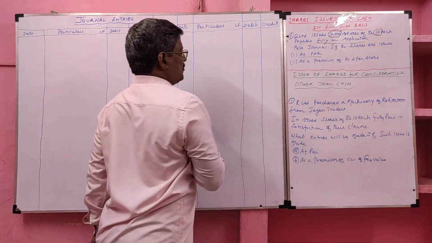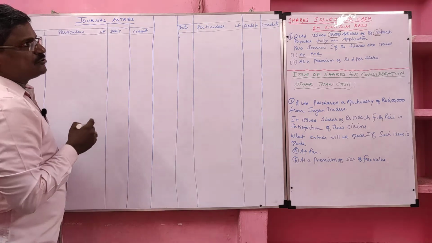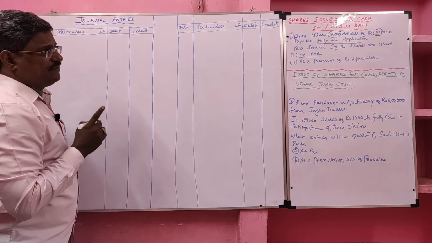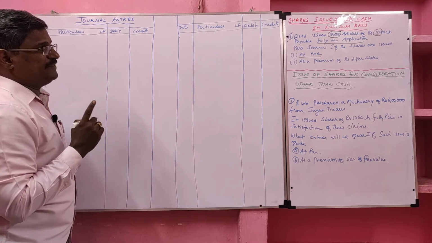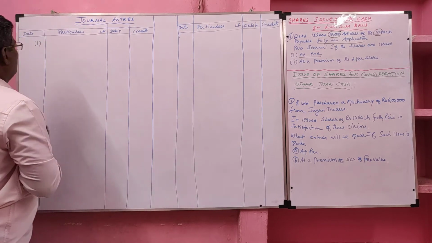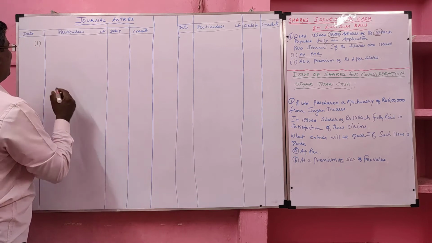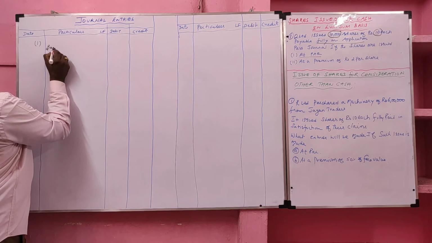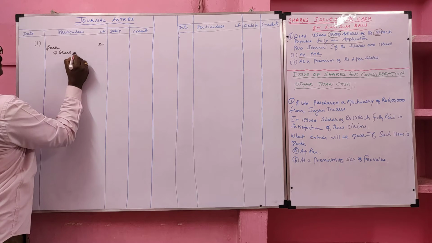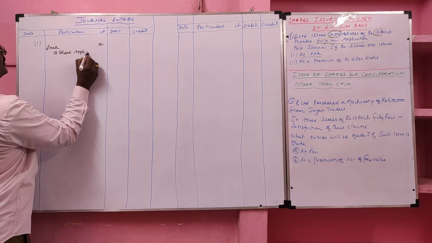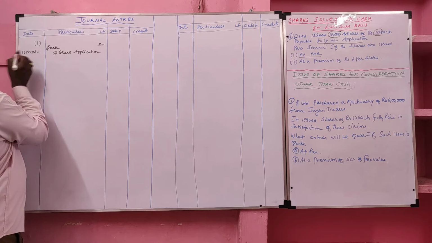First we are going to solve this problem. Sum number 1. Q Limited issued 10,000 shares of rupees 10 each, payable fully on application. Pass journal entry if the shares are issued at par. When shares are issued at par, they are collecting the entire 10 rupees on application. The entry is bank account debit to share application. How many shares are they issuing? 10,000 shares, issuing at par, 10 rupees.